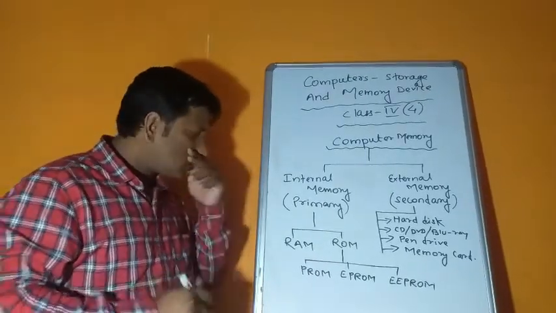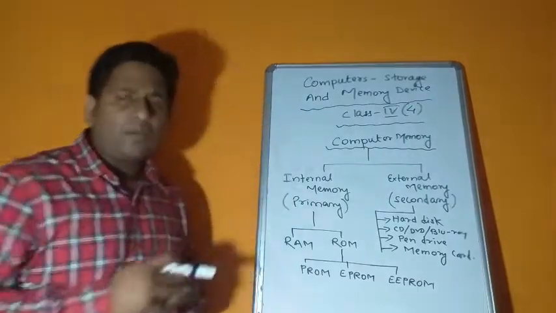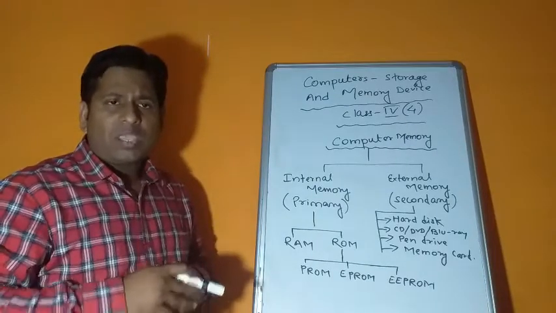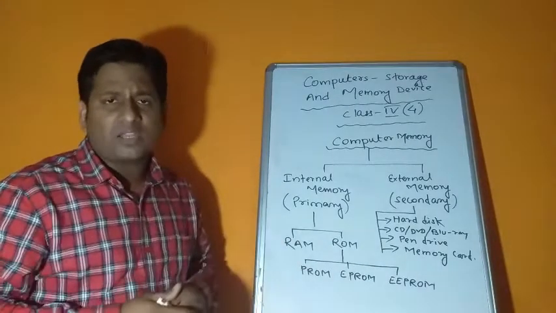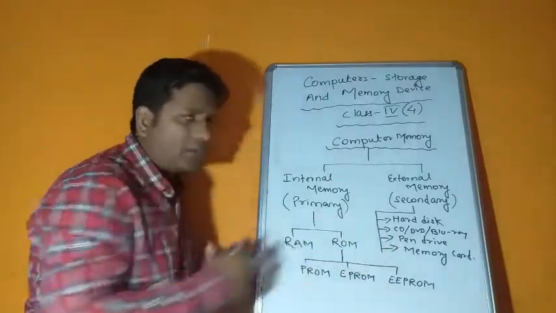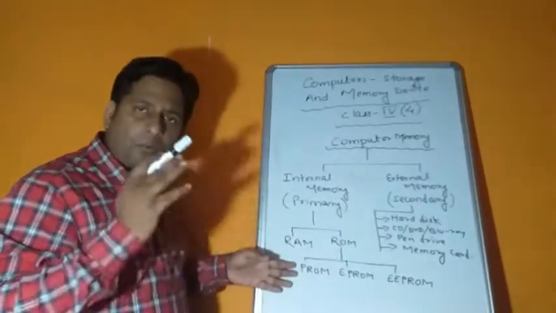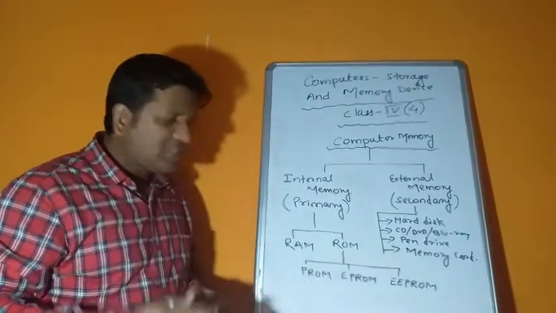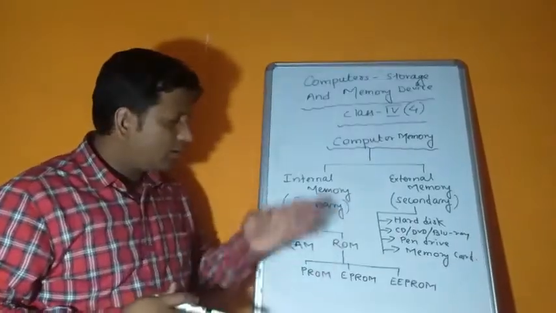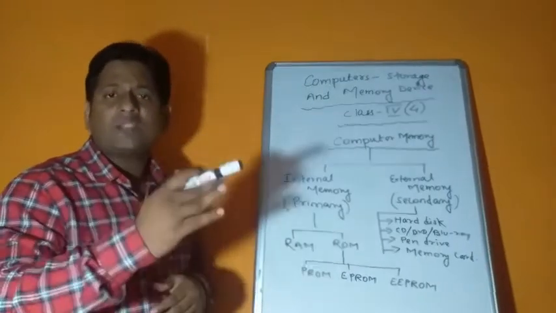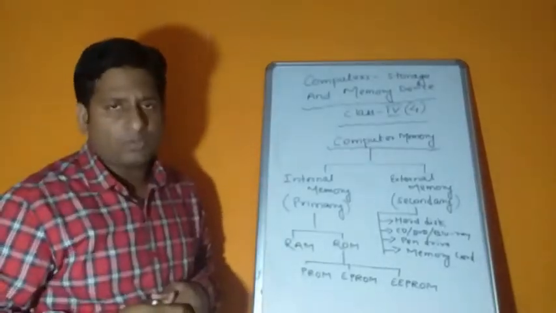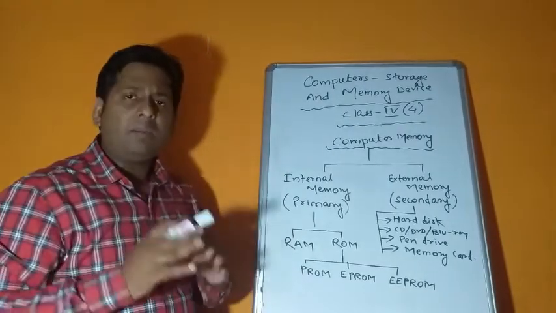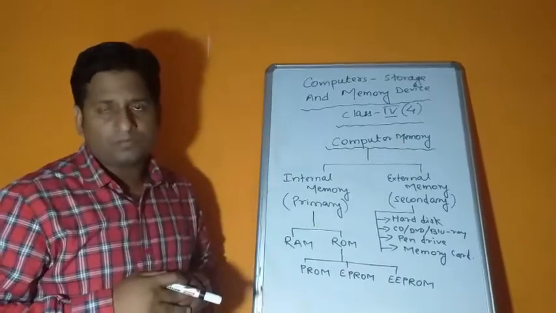So children, this ROM, which is permanent memory, read only memory, where we cannot write, and where even if the computer is off the data never gets lost, is categorized in three parts: PROM, programmable read only memory; EPROM, erasable programmable read only memory; EEPROM, electrically erasable programmable read only memory. Clear children? So this is the part of internal memory, main memory, primary memory.